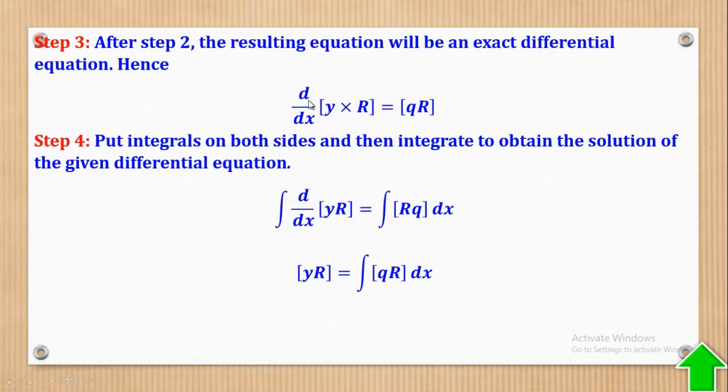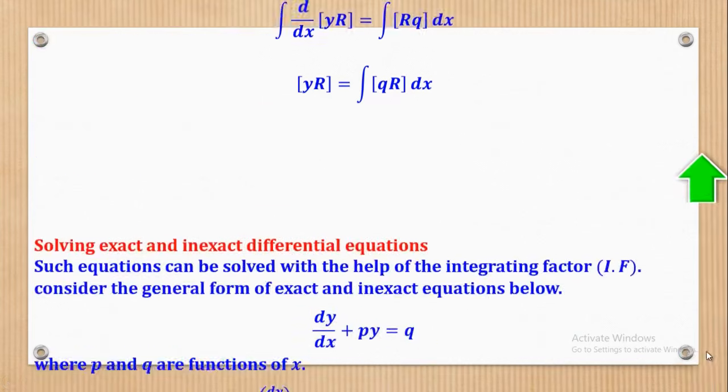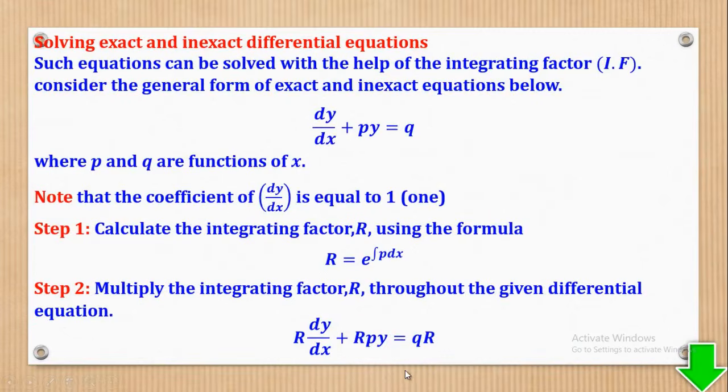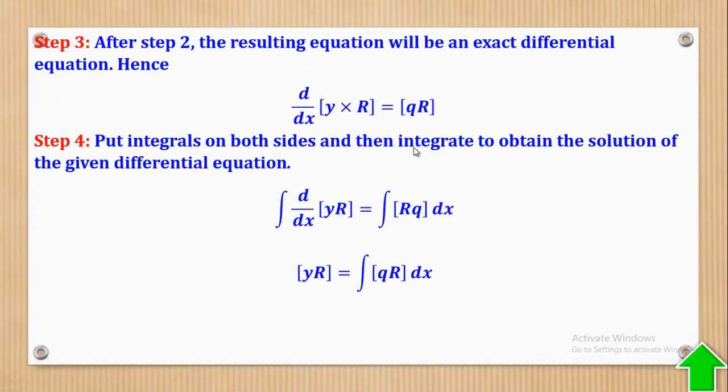the derivative of y times R is equal to QR. Now this is always the same, as long as you go through step 1 and step 2. The next step will be d/dx of y times the integrating factor, equal to QR, where QR is the right hand side of the differential equation in step 2. After step 3, we shall go to step 4. Step 4 says put integrals on both sides and then integrate to obtain the solution of the given differential equation.